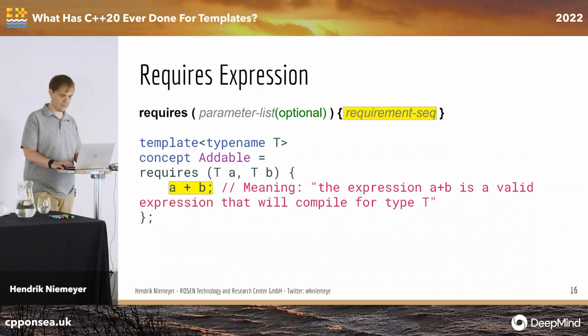And here on this slide, we see a simple requirement. This is an arbitrary expression, which here is a plus b, for example, referring to the local parameters. And it's just checked that this is a valid expression. So here it is basically checked if a plus b can be added if they are of type T. And if this is the case, then this requirement would be true. And since it's the only requirement in the requirement sequence, the whole requires expression would be true. And if this is a named concept, and the only part of the named concept, then the whole concept would be true as well.